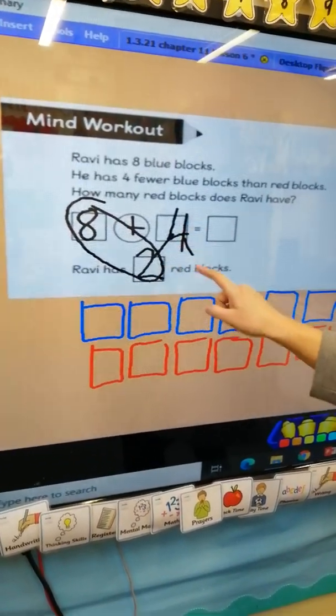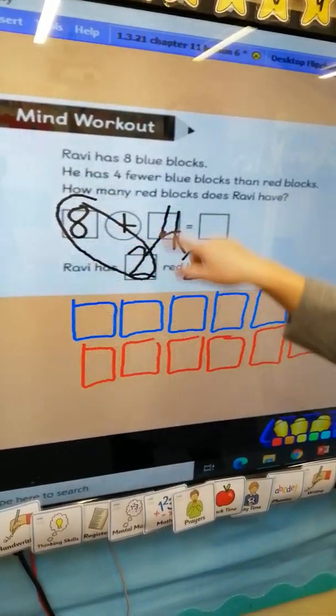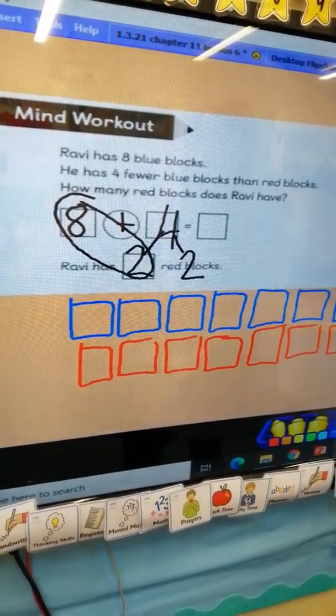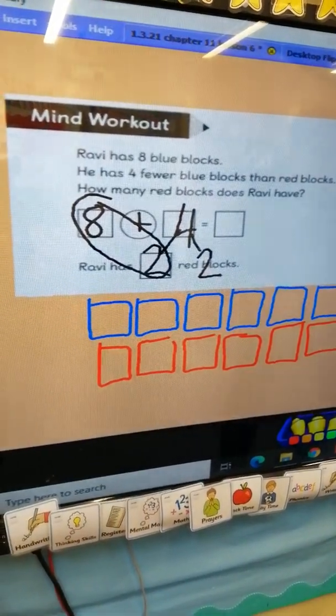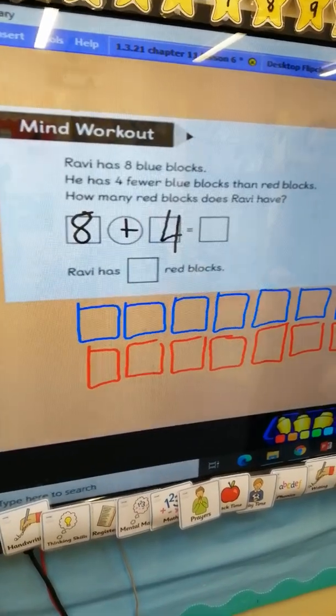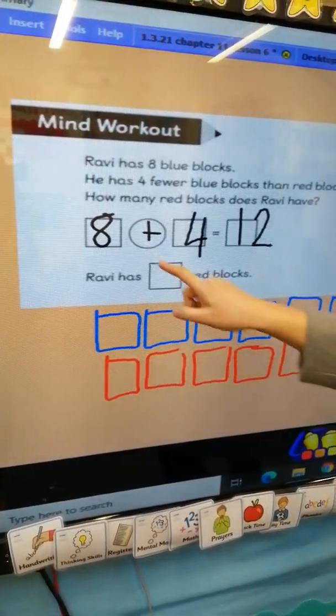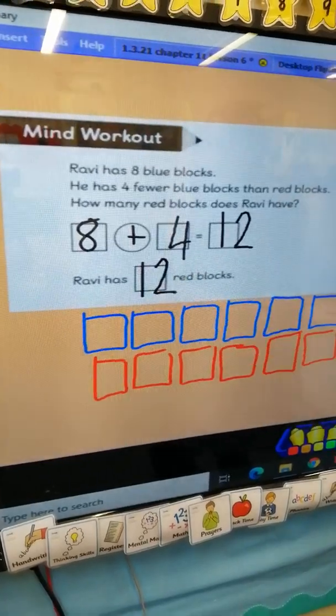And if I partition 4, I'd have 2 and 2. That's a double, isn't it? So here's my 10. 10 and 2 more. What's 10 and 2 more? If I get a 10 and I slide the 2 in front, what number will I have? That's right, I have the number 12. So Ravi has 12 red blocks. That's really tricky. Looking forward to seeing your work later on Tapestry.